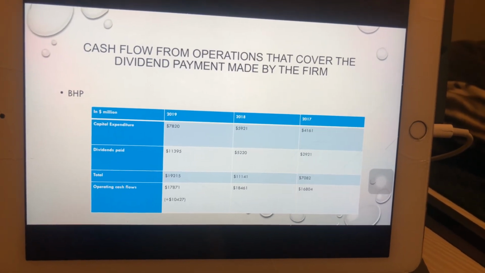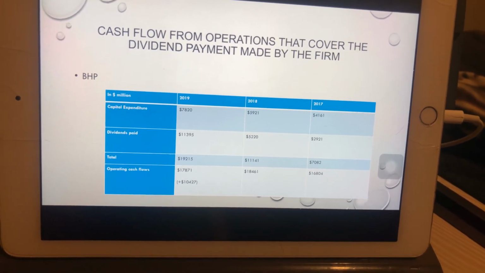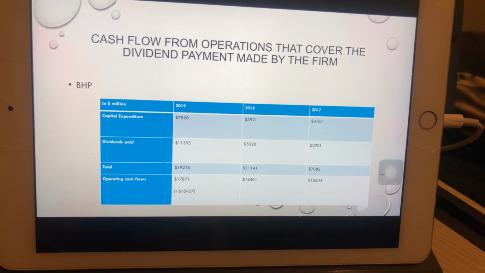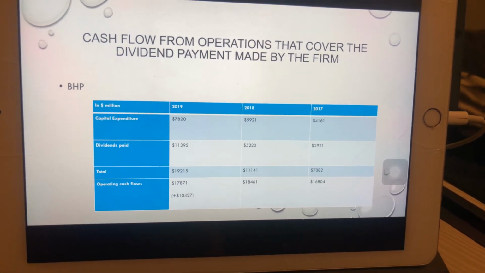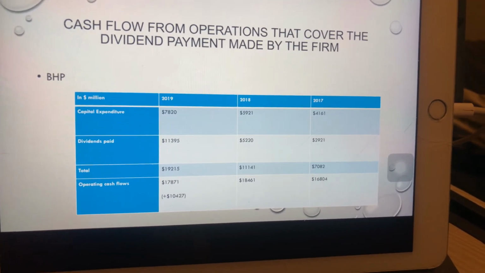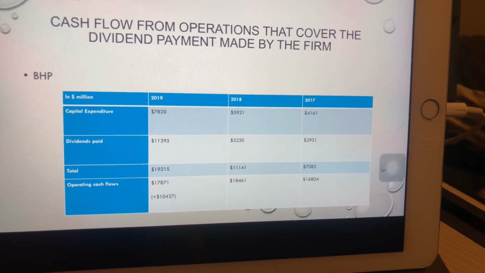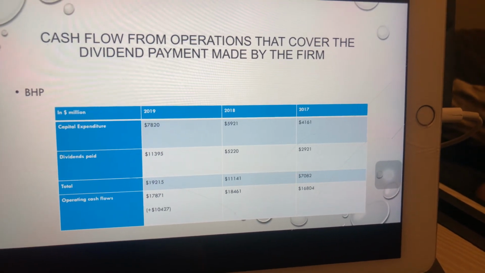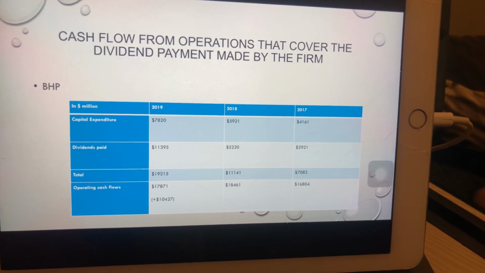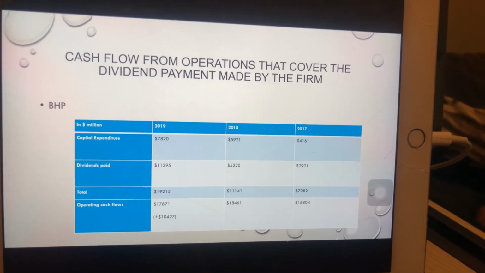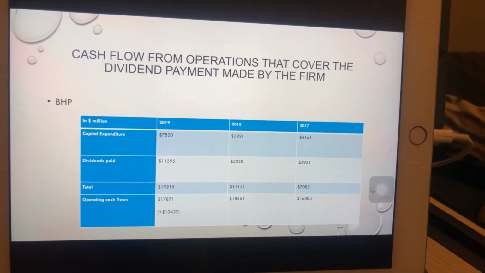Next, we'll discuss the cash flow from operations that cover the dividend payment made by the firm. Firstly, for the company BHP, as seen from the given table, it can be seen that in year 2017 and 2018, the dividend and the capital expenditures can be funded from the operating cash flows. But in 2019, there are proceeds amounting to $10,427 million from the divestment of onshore US that funded the capital expenditure and the dividends paid.